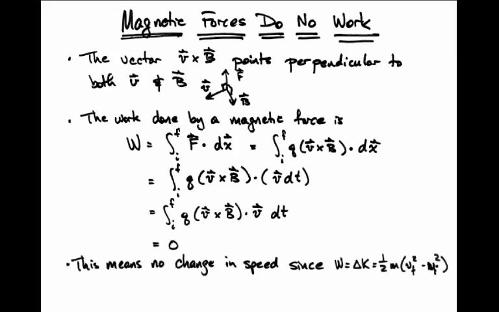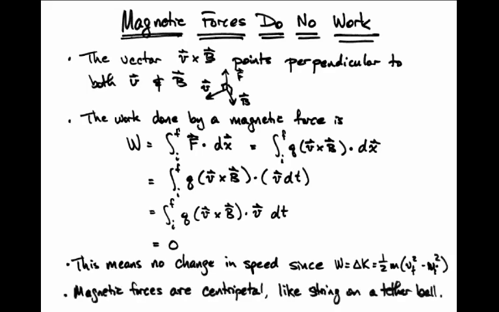If there's no work, then by the work-energy theorem, delta K is 0. And this means that 1/2 mv squared is a constant, or velocity final equals velocity initial. Magnetic forces are just centripetal forces, like the string on a tetherball. They keep charged particles that are already moving in a circular path.